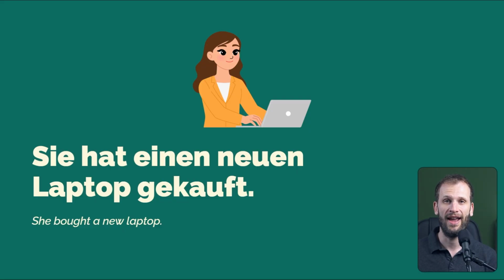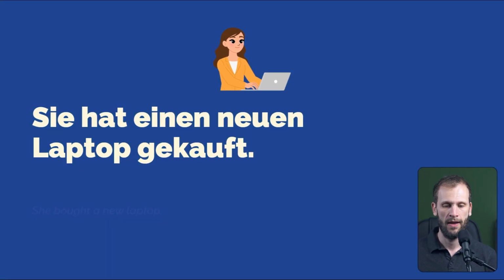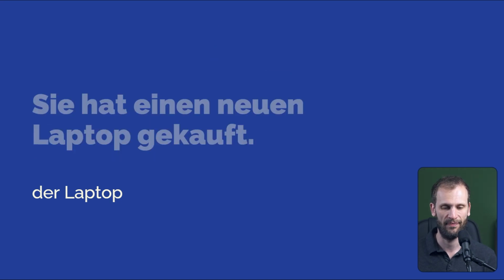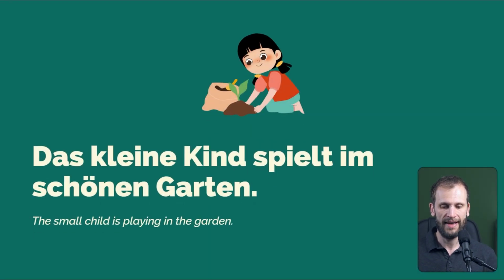Sie hat einen neuen Laptop gekauft. She bought a new laptop. So kaufen, you guessed it, like most verbs, to buy is an accusative verb, and Laptop is masculine, so we have N's again. Einen neuen. Well, two N's. Sie kauft einen neuen Laptop. Das kleine Kind spielt im schönen Garten. The small child, the little child, is playing in the beautiful garden.